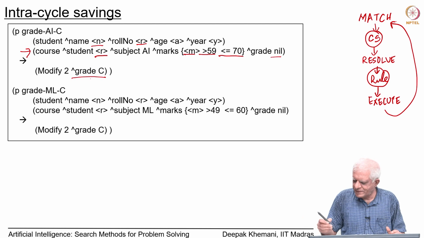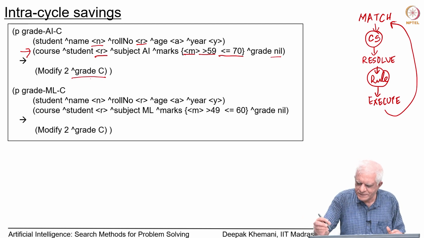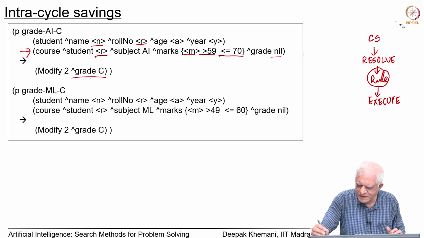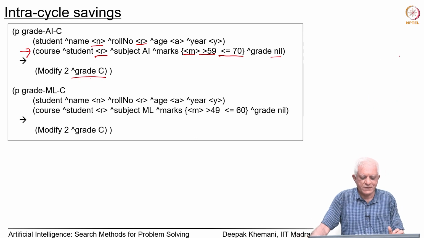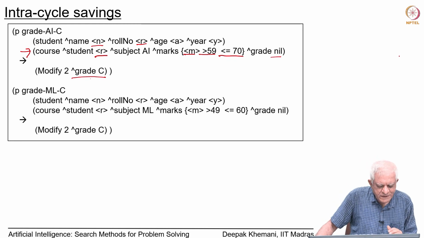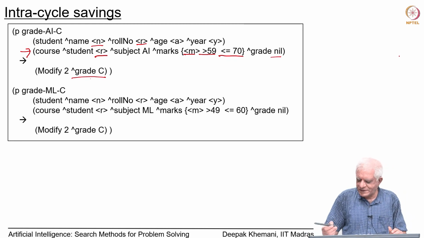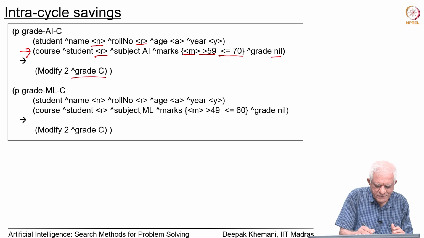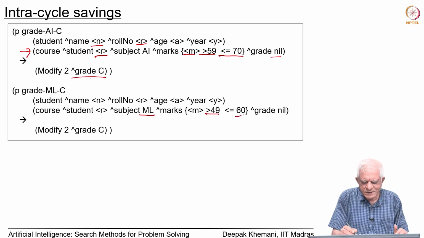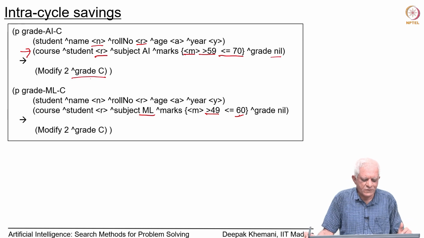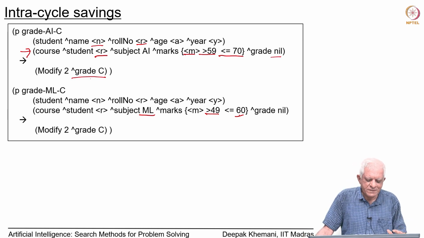Okay. So, I may need this piece of the board, so let me rub that off here. Hopefully, you remember the cycle that we are talking about. Here is another course, and in this case the course is different. Let us say it is machine learning, and its cutoffs are 49 and 60, which are different, and this is also a rule for the C grade in the machine learning course.